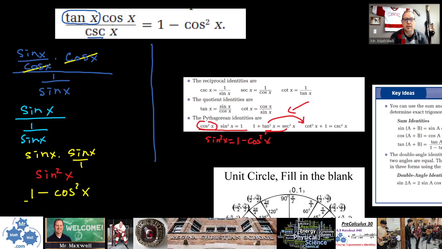And now you see, QED. I'm done. Why? Because I have 1 minus cos squared x equals 1 minus cos squared x. And there you go. That is your first example of proving a trigonometric identity. Okay, congratulations. That's your first one.